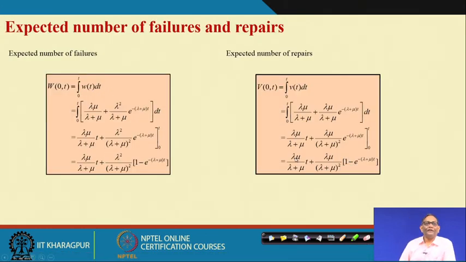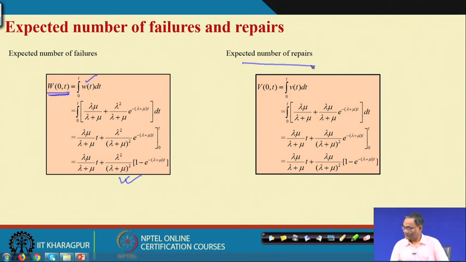So, you can calculate the expected number of failures. Once you have unavailability, you are getting W t. So, once you have small W t, then for the expected number of failures in the 0 to t time, you just integrate W t dt from 0 to t, and this integration will give you this equation, and the expected number of repairs will give you this equation. Okay. Please try, and I am sure that you will be able to do it. This is a very straightforward case.